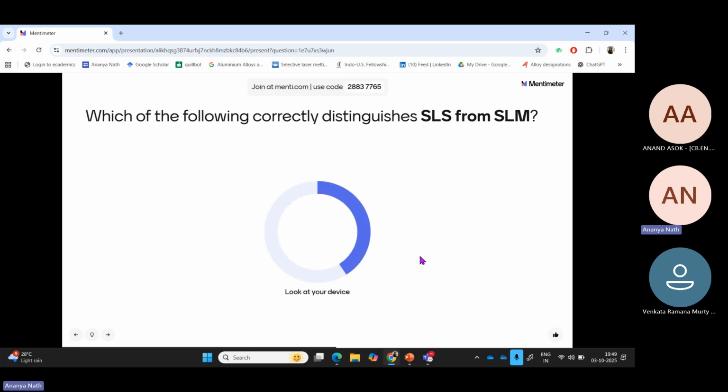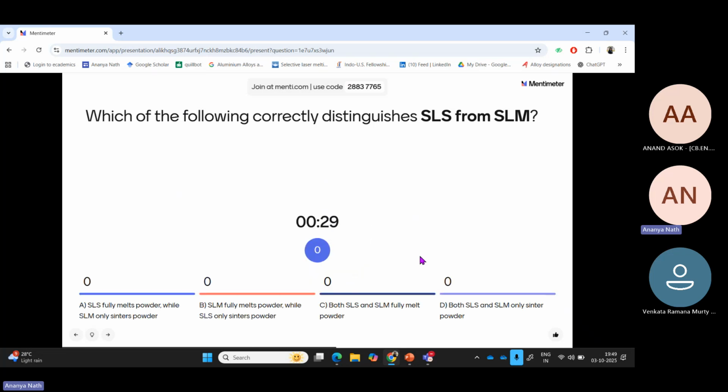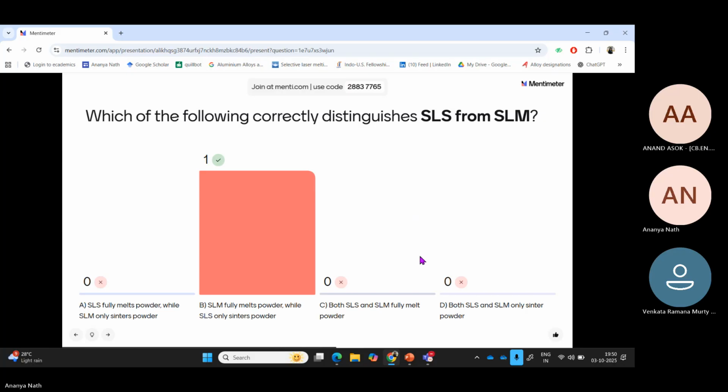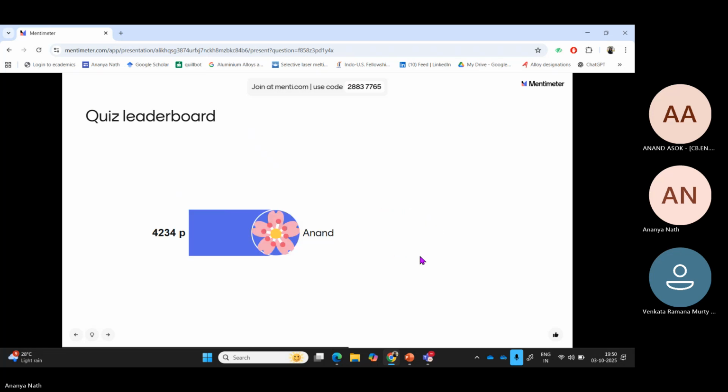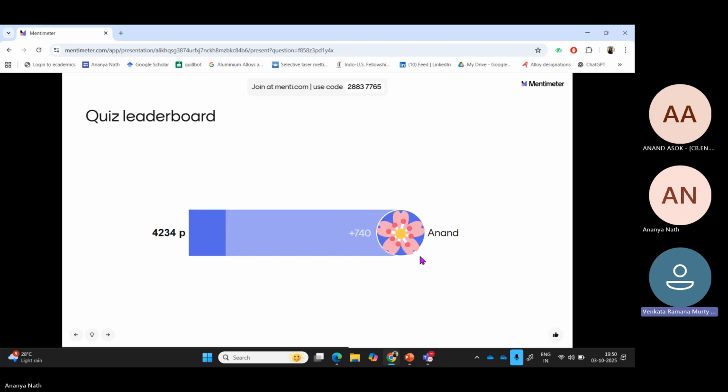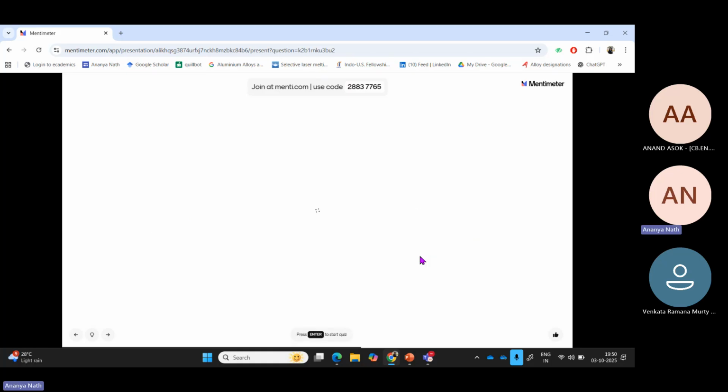Which of the following correctly distinguishes SLS from SLM? One is selective laser sintering, one is selective laser melting. As the name suggests, you can get the idea out of it. Yes, so SLM fully melts, SLS only sinters. Next.